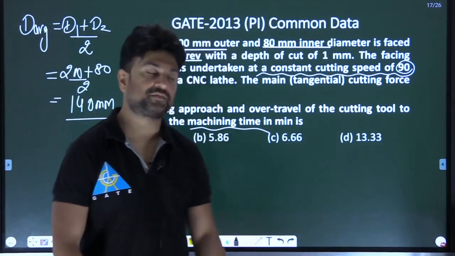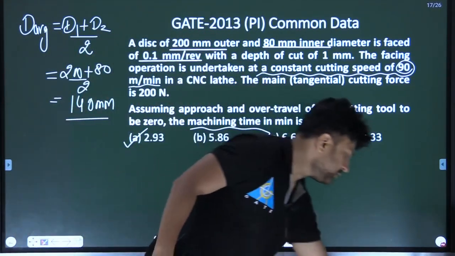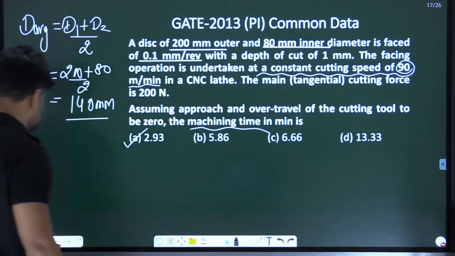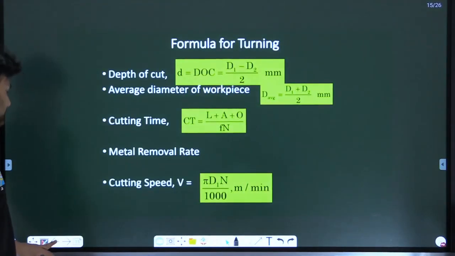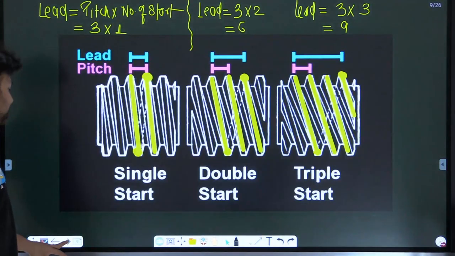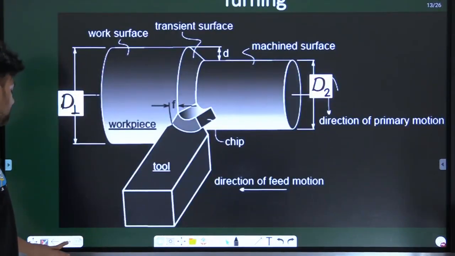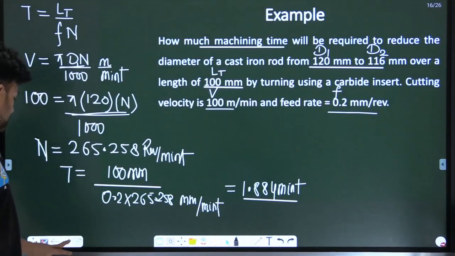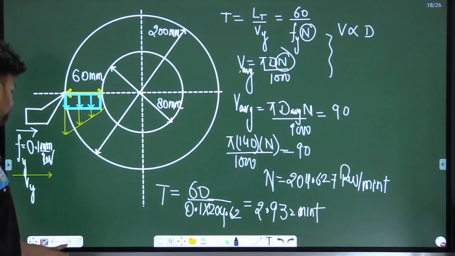I hope you got the concept, right? I hope you understood the concept. So, this type of variety I have covered. This type of numerical generally comes in your lathe. Now, the next type of variety of numerical which comes in your lathe is taper turning.